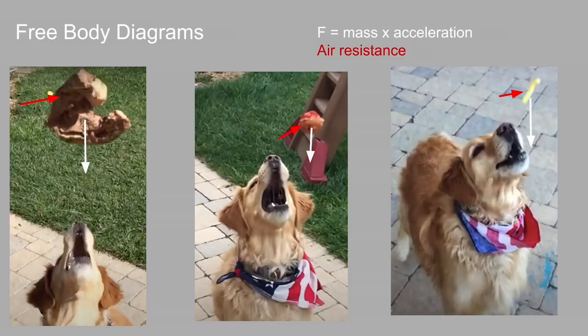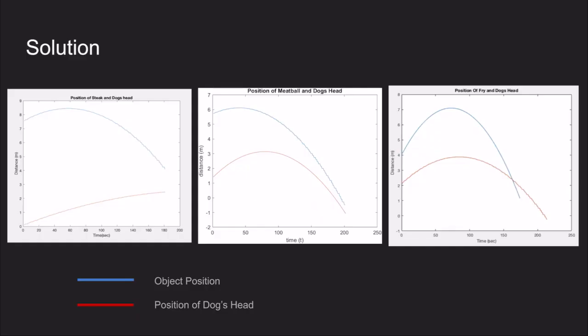We developed free body diagrams for each of the observed tosses seen in the video compilation. In the first image, we see the steak being thrown and how the force due to gravity is acting on the object as well as the air resistance. The same can be said in the second image of the meatball and in the last image of the French fry.